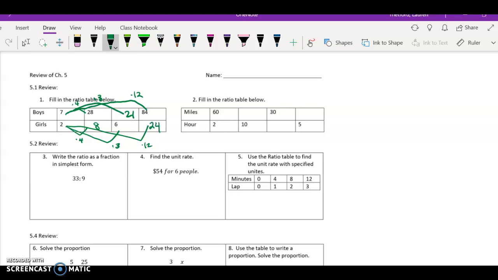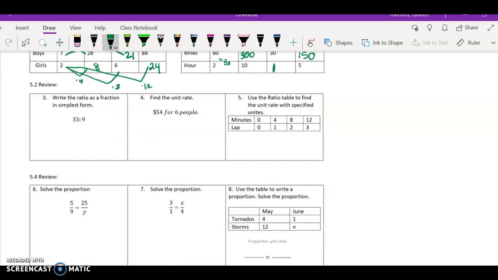Another method you can use, I'm going to use it on number 2. You can divide, so 60 divided by 2 gives me 30. And so now I'm going to use that to help me fill in the blanks on the other ones. So I'm going to do 10 times 30, and that gives me 300. Or 30 divided by 30 gives me 1. 5 times 30 gives me 150. And so that's another option that you can use as well.